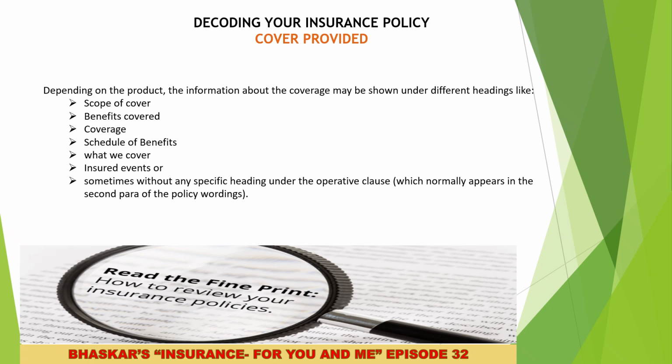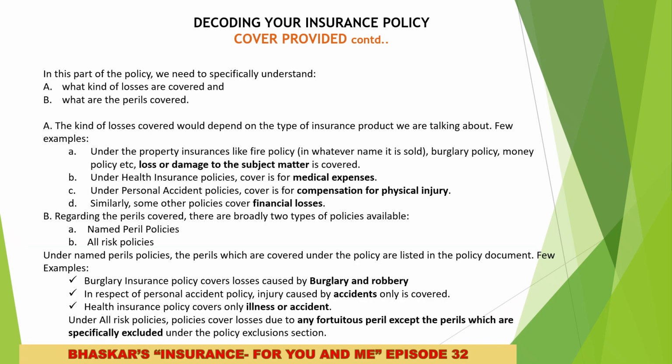The important aspect one needs to examine in the insurance policy is the coverage provided by the policy to the subject matter. Depending on the product, this information about the coverage may be shown under different headings like scope of cover, benefits covered, coverage, schedule of benefits, what we cover, insured event, or sometimes without any specific heading under the operative clause, which normally appears in the second part of the policy wordings. So in order to understand the coverage provided under the policy, you need to look under any of these headings shown in the policy document.